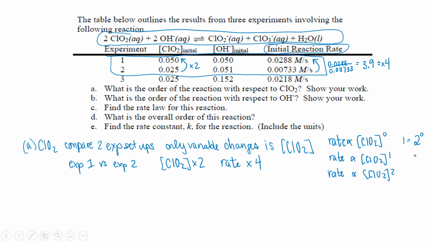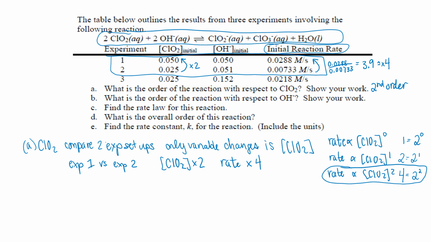If it were 1st order, then if we double the concentration of ClO2, I would expect the rate to also double. If it were 2nd order and we were to double the concentration, we would expect the rate to go up by 4 times as much. And it seems like this is what happened here. When we doubled the concentration, the rate went up by 4 times. So that tells us that it is 2nd order with respect to ClO2. I'm going to write up here, second order.